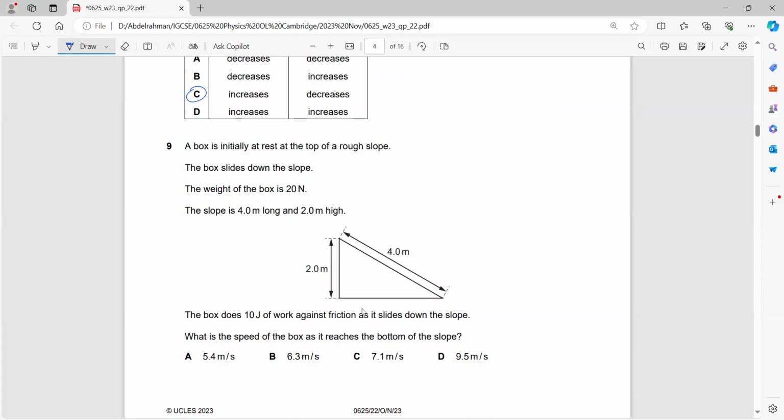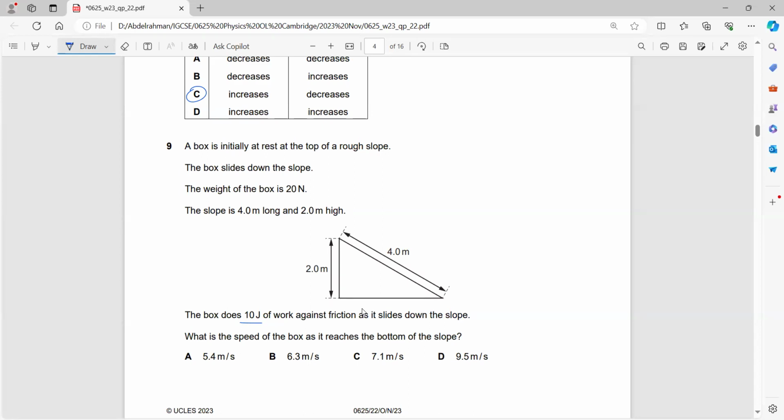Any ideas? I don't know if the way I'm thinking is right or wrong, but half mv squared equals mgh? That is right, but you're missing something, which is the friction. There is some energy lost due to friction, so you just need to add it somewhere in the equation. But that equation would be perfectly right.